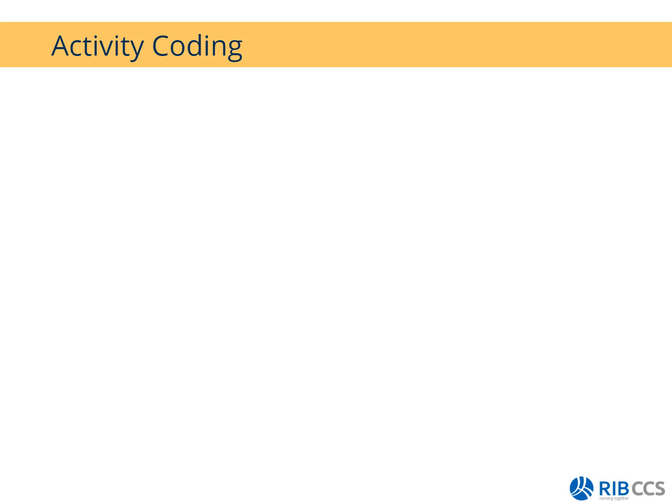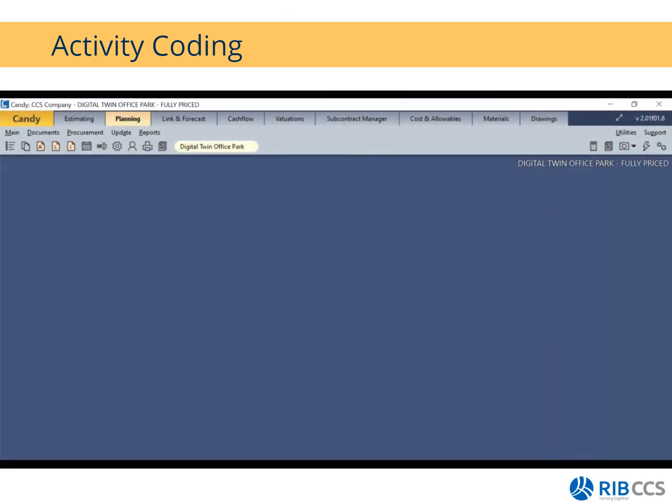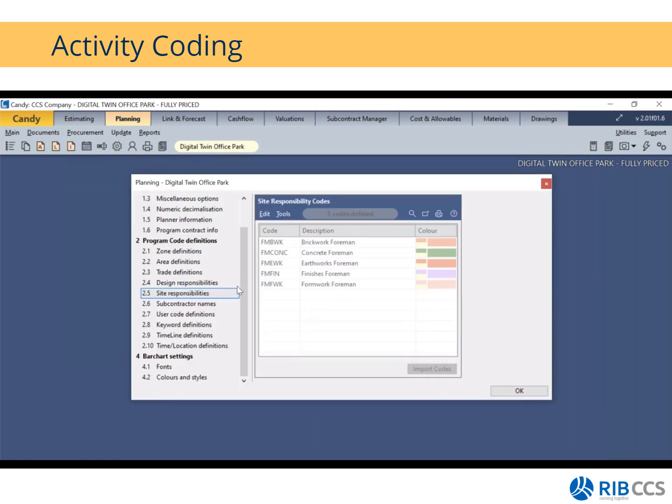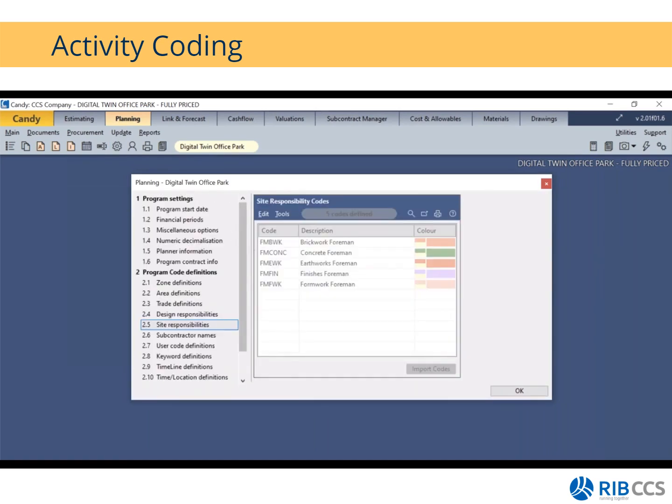And next on the agenda, we have activity coding. Like I have mentioned earlier, these are just your secondary codes. Any of your secondary codes can be defined on your definitions and settings menu icon. If I click on it and scroll all the way down, you'll have your program settings, your program code definitions, as well as your bar chart settings.